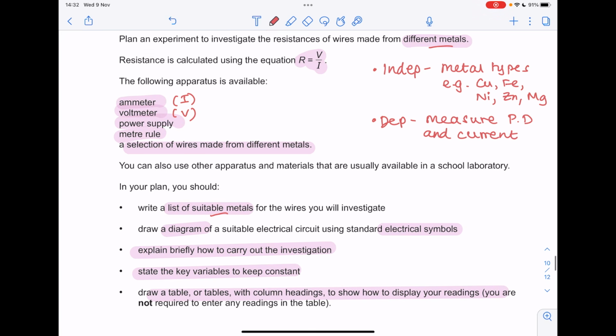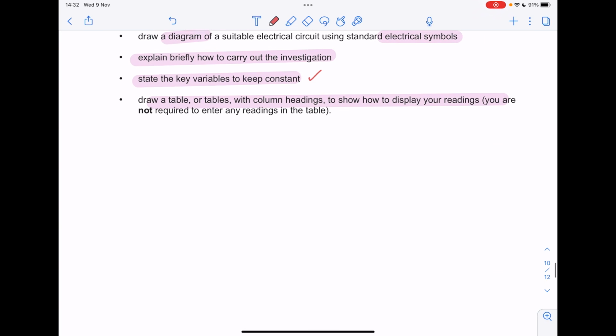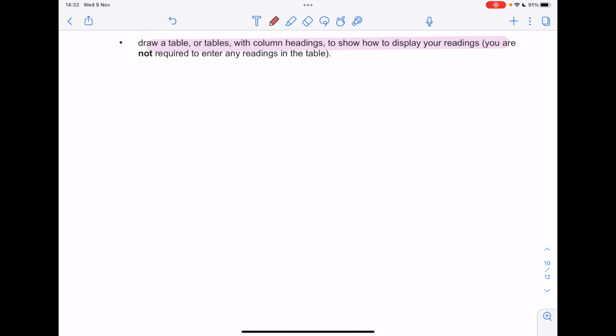And then what about our control variables? So what are we keeping the same? Length of wire, diameter of wire. These are both really sensible control variables. So I'm thinking I've done that. I've talked about this. We also need to draw a suitable electrical circuit using standard electrical symbols. So let's do that here.